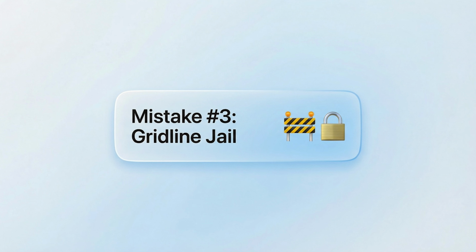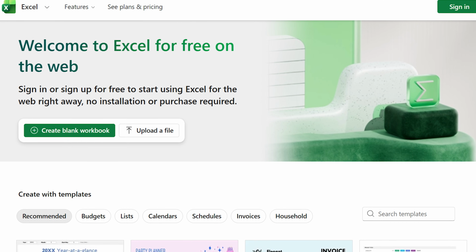Okay, mistake number 3, the grid line jail. When you create a chart in Excel or Tableau, it comes with heavy borders, background colors, and dark grid lines by default. Your data looks like it's actually trapped in a cage. I remember my first dashboard. It had every single default setting turned on.